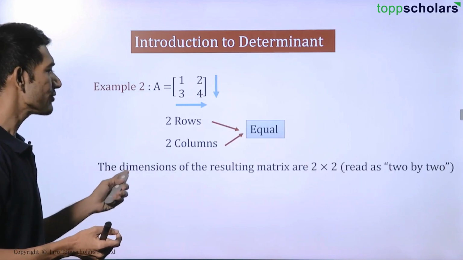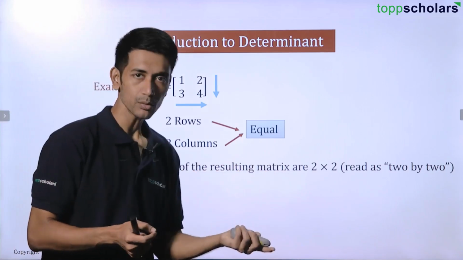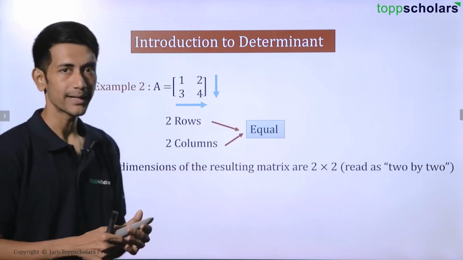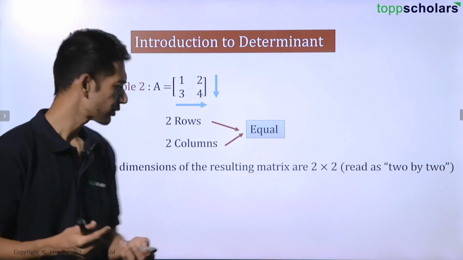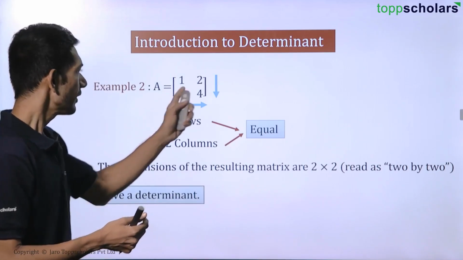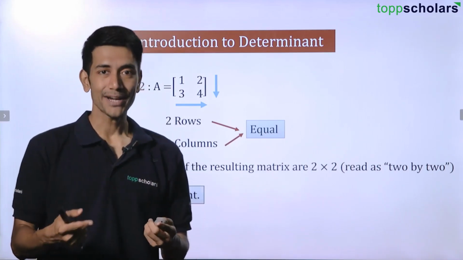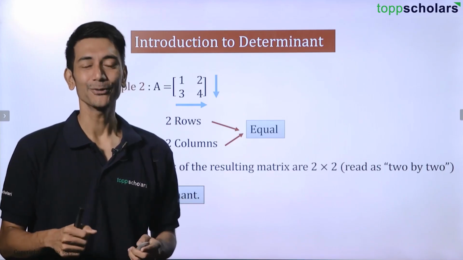So the dimensions of the resulting matrix are 2 by 2. We read it as a 2 by 2 matrix. We have learned that in matrices as well. And then we can find out the determinant. But how to find out the determinant, that also we are going to see.